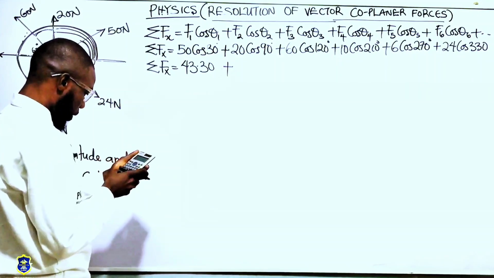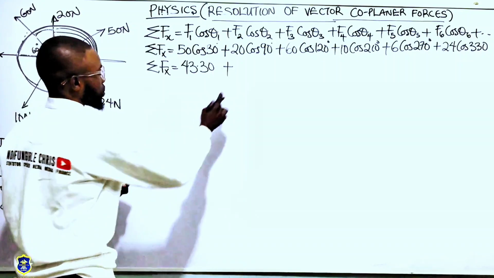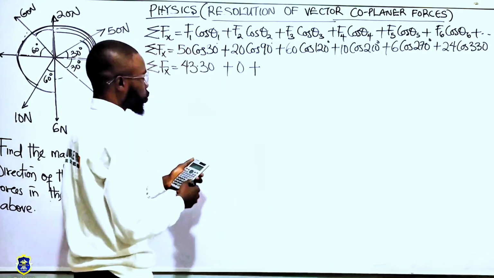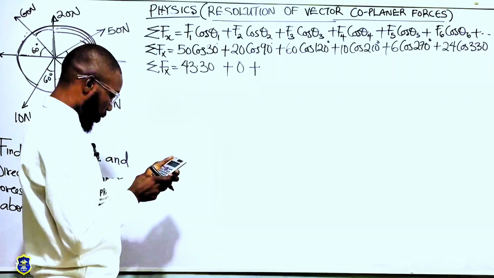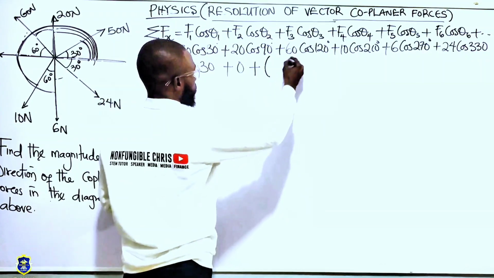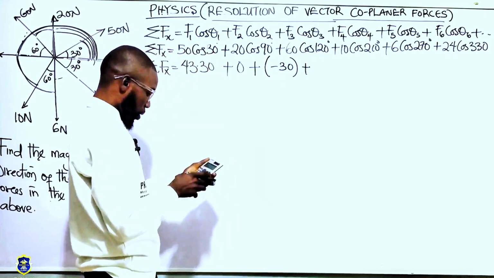Plus 20 cos 90. What do we have? That's 0. So if we multiply everything here, we're going to get 0. Plus 60 cos 120. What do we have? We're going to have minus 30. So with that we have minus 30. Plus 10 cos 210.